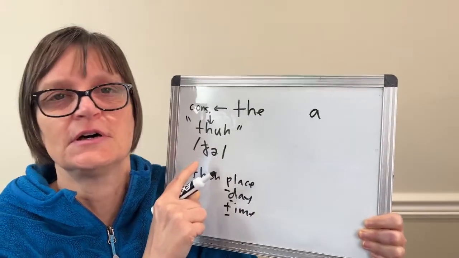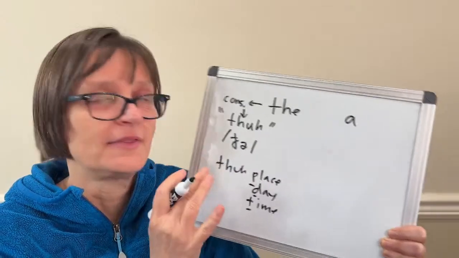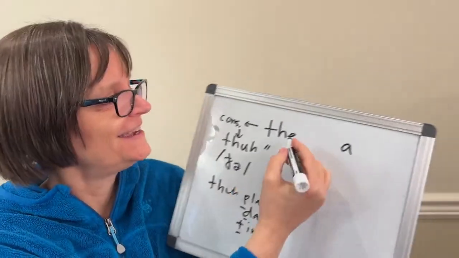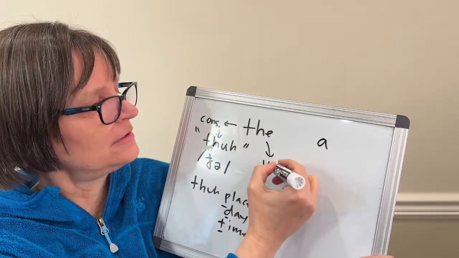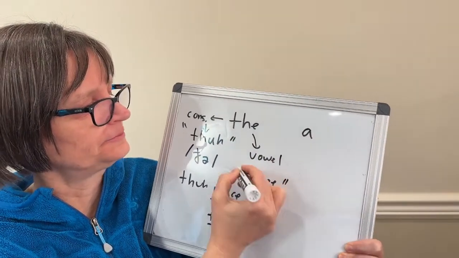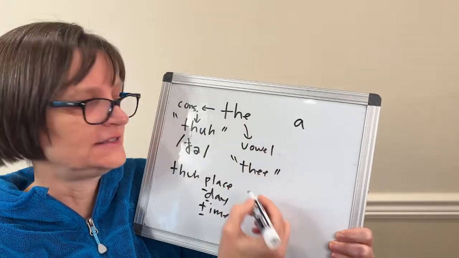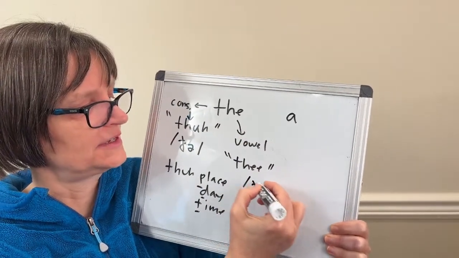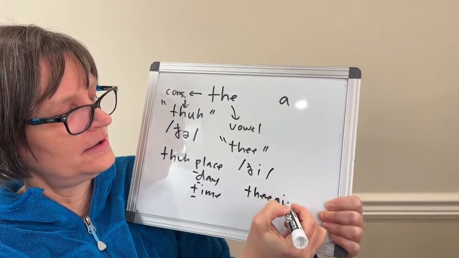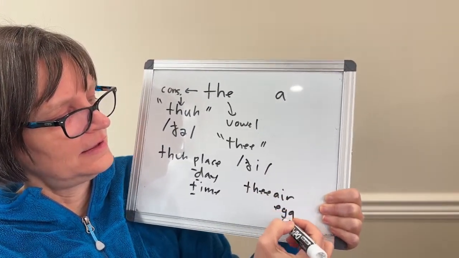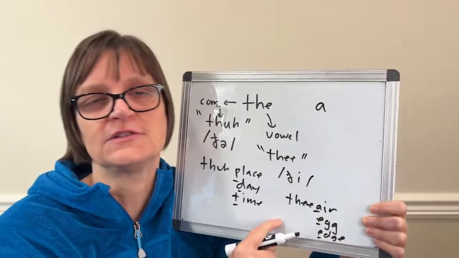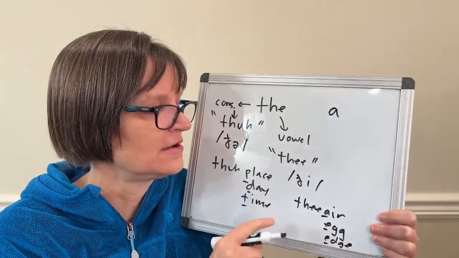I tend to use "thuh" all of the time, and that's okay. But the rule is that if it's followed by a vowel sound, then it becomes "thee," where the E does say the tense E sound. So we have "the" plus E: the air, the egg, the edge. When it has a vowel sound following, then it's acceptable to use the E sound. The air, the egg, the edge.